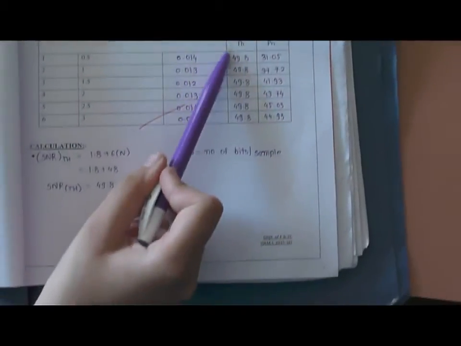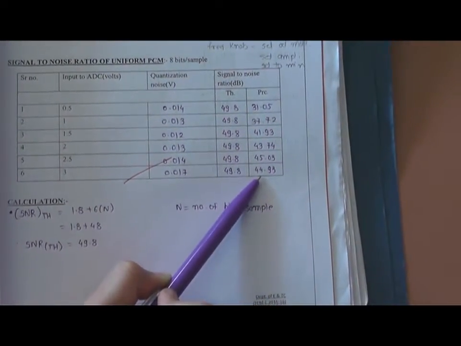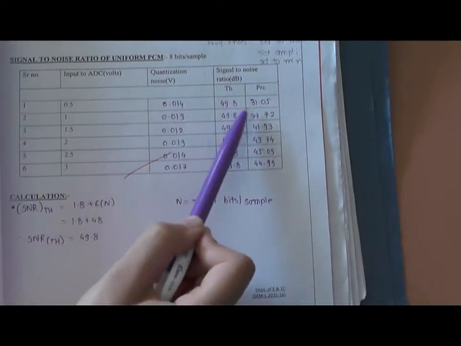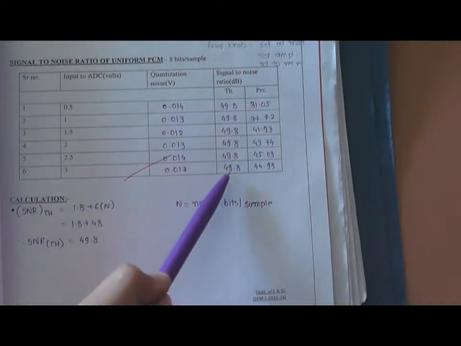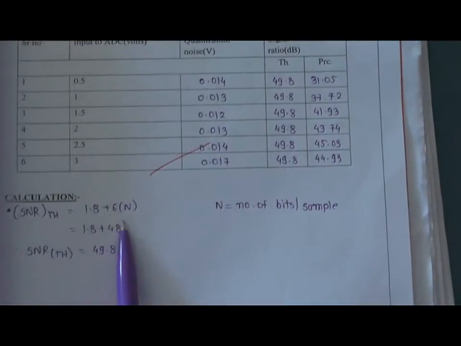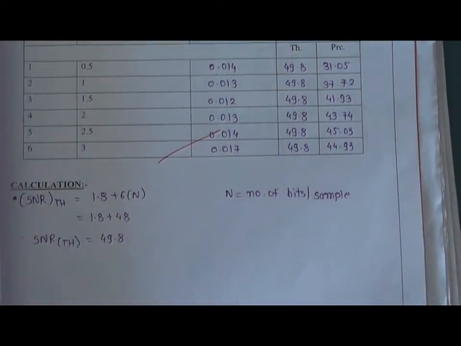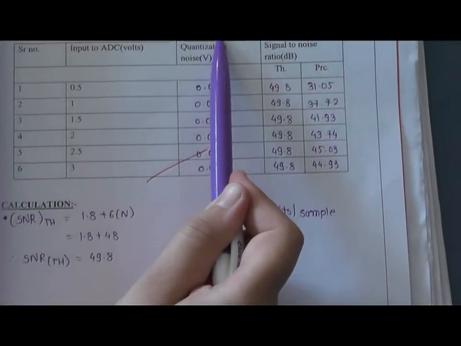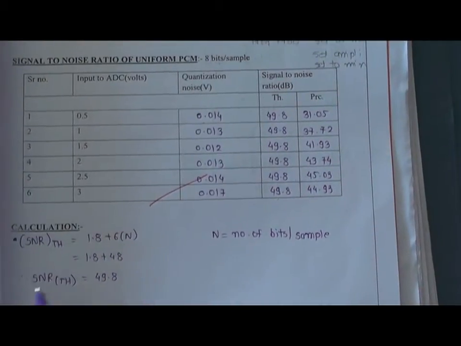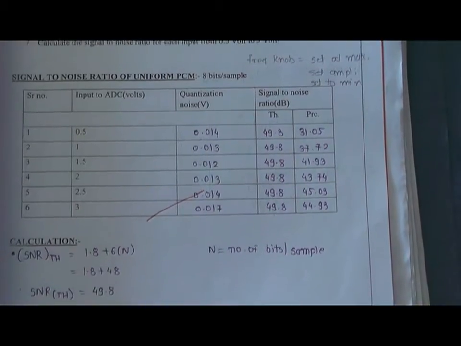The SNR is calculated here. These are the practical values of the SNR which we've got by dividing the signal voltage by the noise voltage and converting it to dB. And the theoretical SNR is calculated using this formula, 1.8 plus 6n, where n is the number of bits per sample. And here it is also given that n is equal to 8 bits per sample. So we substitute this value here, and the theoretical SNR which is calculated is 49.8 dB.